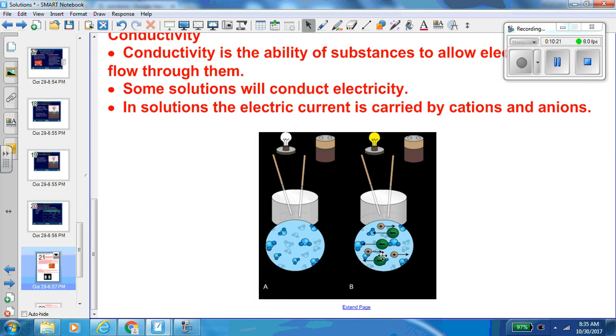And remember, we did have this discussion when we were talking about ionic versus covalent bonding. We learned that ionic bonded substances are conductive, that they will conduct electricity. So this kind of brings that all together when we're talking about this as being a property of solutions. There are solutions that will conduct electricity, and typically the solution is going to contain some type of ionically bonded substance.